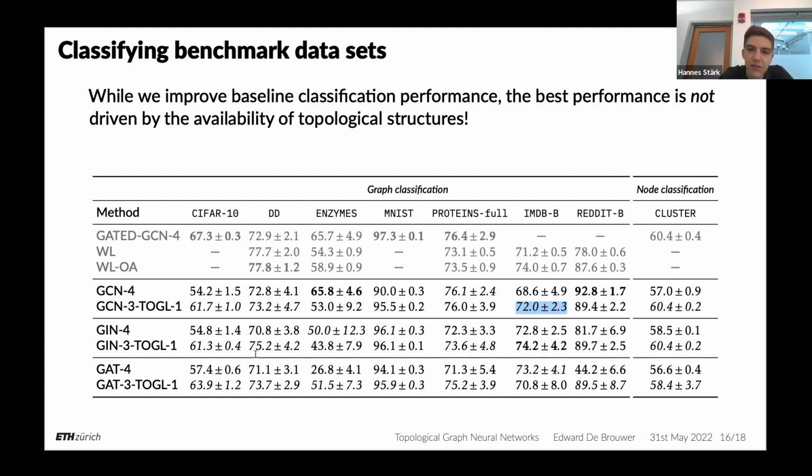What is DD? DD is also a protein data set, so bioinformatics type of graphs. So is it a protein-protein interaction graph or something like that? Yeah, something along that line. I don't remember exactly the details of this data set.